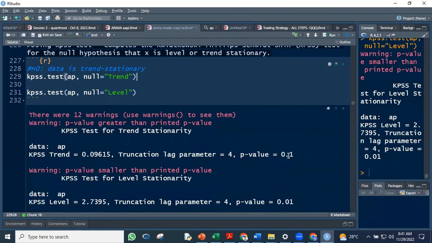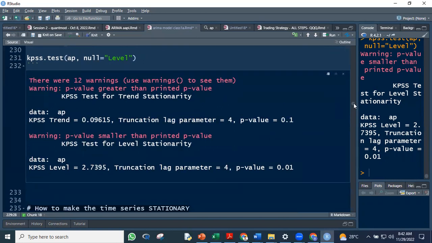Okay, here we have a p-value of 0.1. So what does this tell us? Ano ibig sabihin nito? Kung stationary siya, null is equal to trend. So we reject that null hypothesis. Hindi siya trend stationary kasi may trend siya, no? So we reject that null hypothesis.